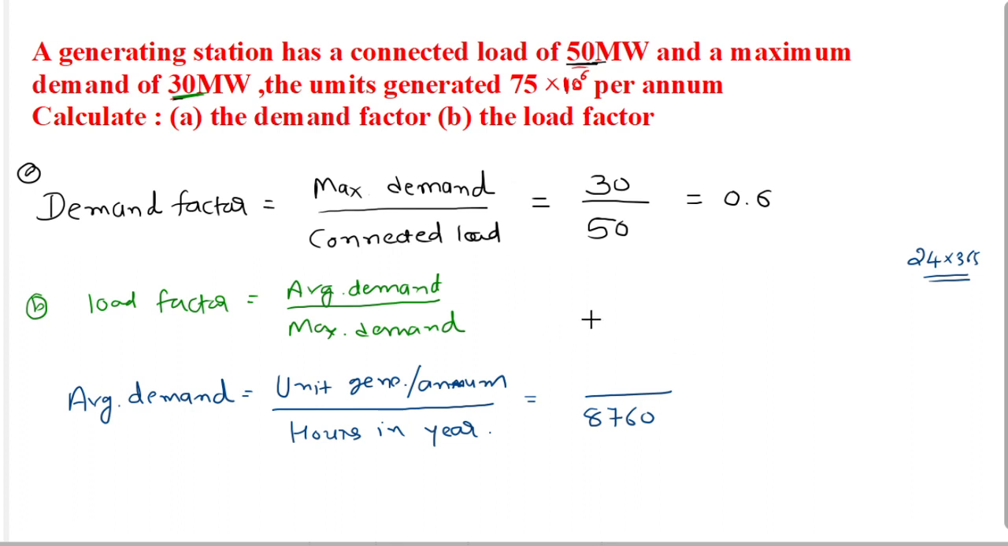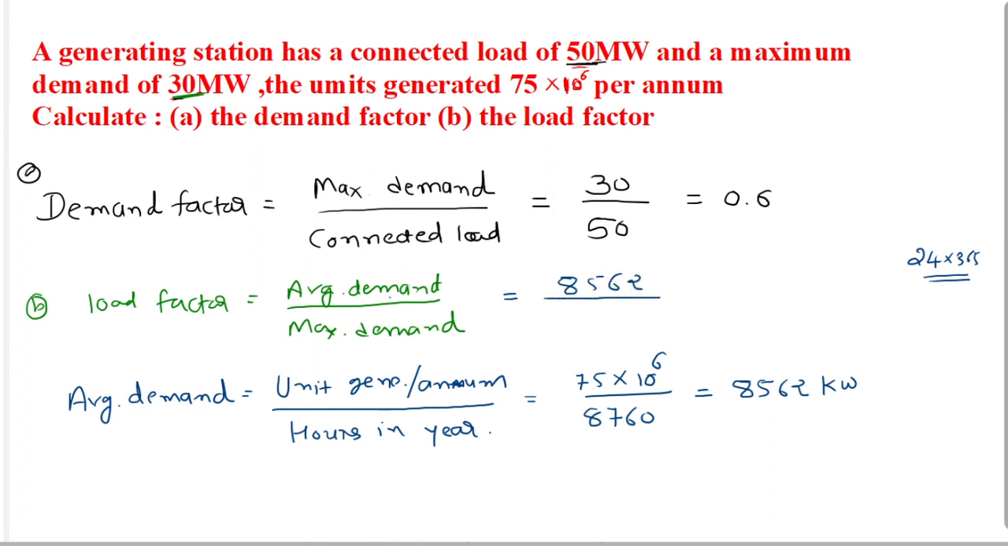The units generated given is 75 multiplied by 10 to 6 per annum. After calculating this ratio, you get the answer 8562 kilowatt. Now we have the average demand, so I am putting this value in the formula. Load factor is equal to average demand upon maximum demand.